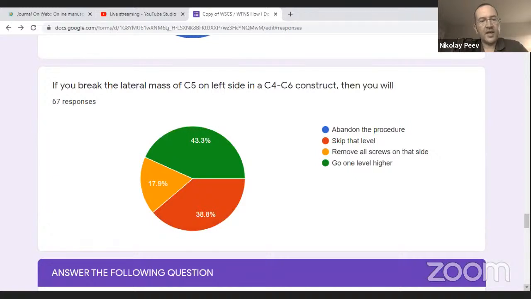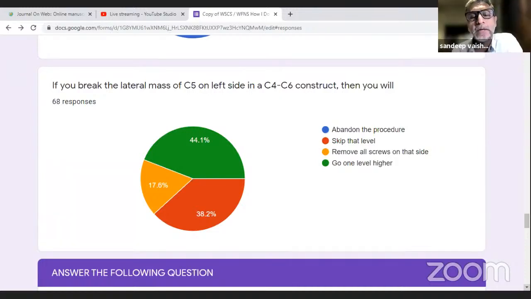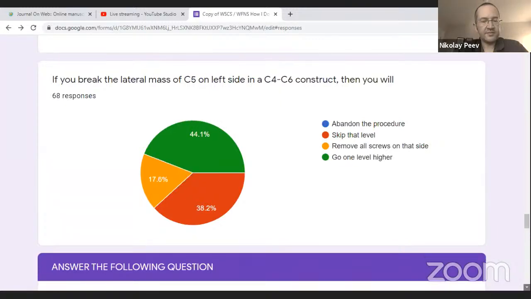Okay, if you break the lateral mass of C5 on the left side in a C4-C6 construct, then you will... okay, abandon the procedure? No. I think the right answer here will be skip that level. That's because it is the middle of the construct, so you can easily skip that level. Sandeep, you mentioned that in your presentation. Yep.